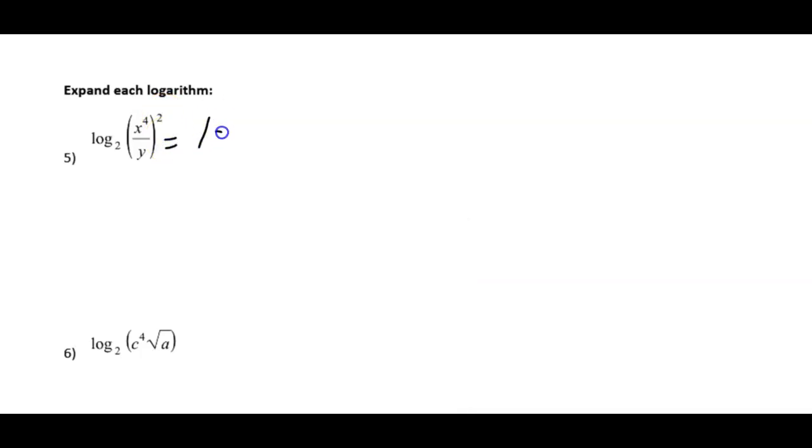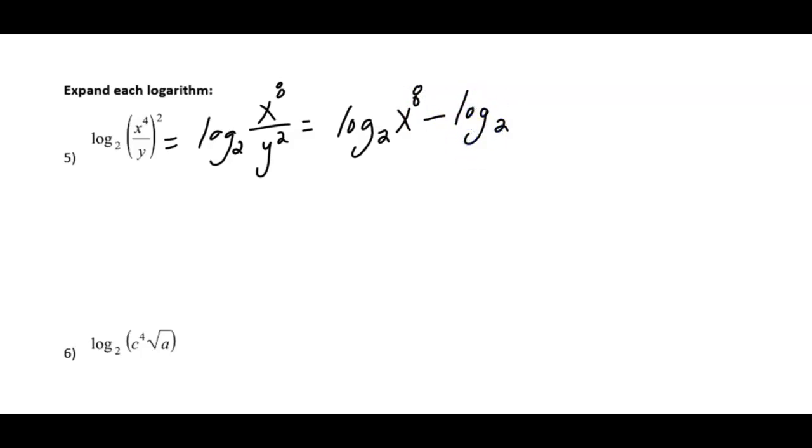So I'm going to make that log base 2 of x to the 8th over y squared. And then we can expand it out. So since we are dividing, this is going to turn into a subtraction of logarithms. So the log on the bottom is the one you're subtracting. So log base 2 of x to the 8th minus log base 2 of y squared.